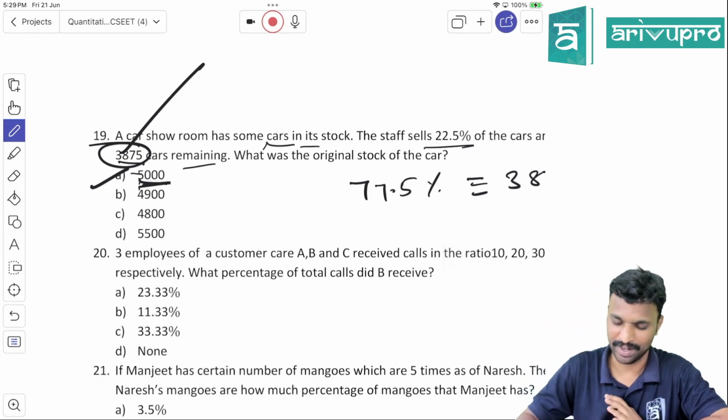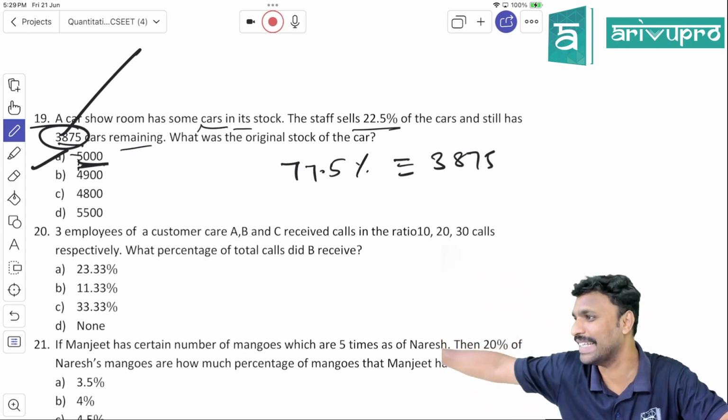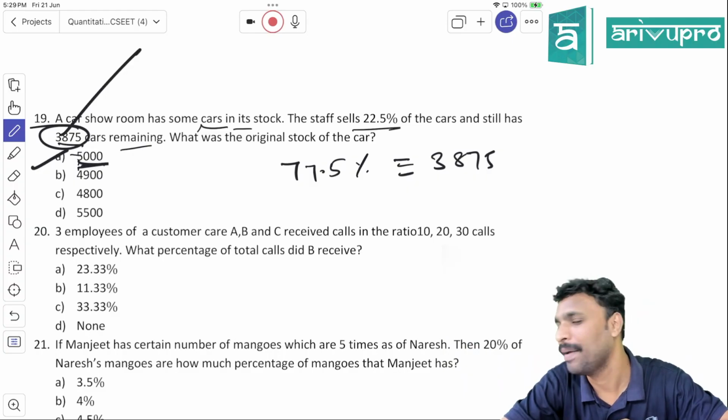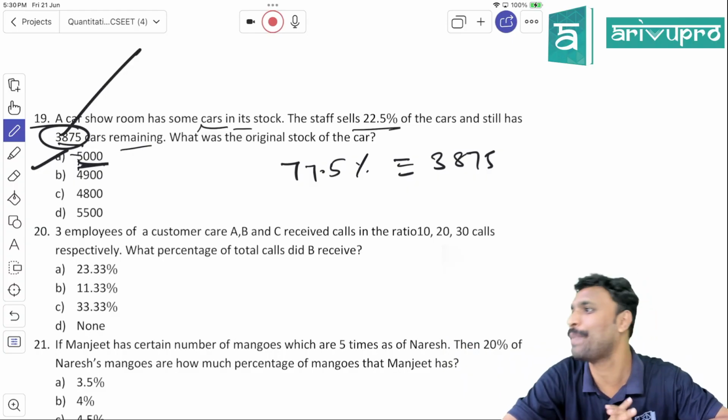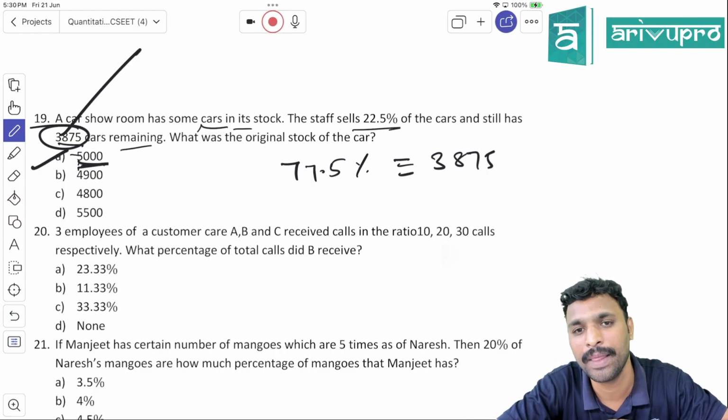Everyone, rather than cancelling the number like this, this is the best way, because wherever there is a whole number, you only pick that rather than solving it like this. Understood? Understood.